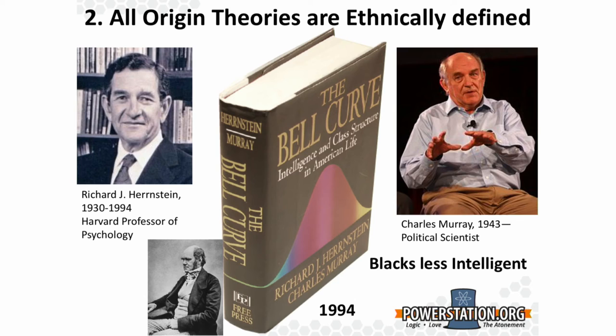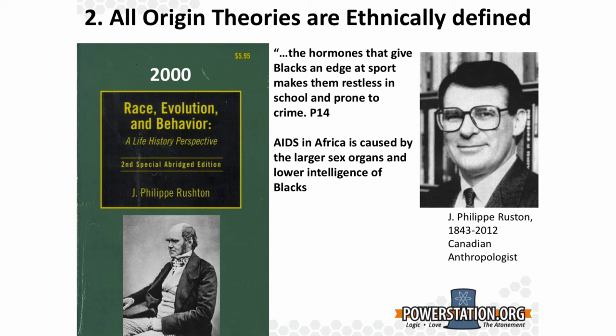Richard Herrnstein and Charles Murray, in their very infamous book, The Bell Curve, also based their theories on Charles Darwin and found that blacks were less intelligent than whites. The late J. Philippe Rushton, a Canadian, was a very strong scientific racist.